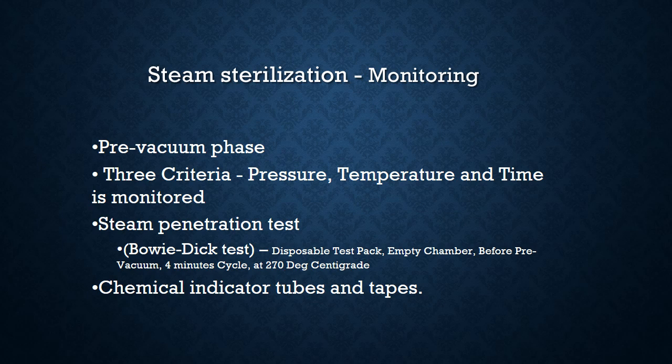So as I explained, when you've started the autoclave, you have to first do the pre-vacuum phase where the air inside the instrument chamber or the sterilization chamber is removed or allowed to go out under the pressure of the steam, so that the steam can then occupy all the space in the instrument chamber. As I said earlier, three criteria: pressure, temperature, and time are monitored. The penetration of steam to different corners of the chamber can be checked with the Bowie-Dick test.